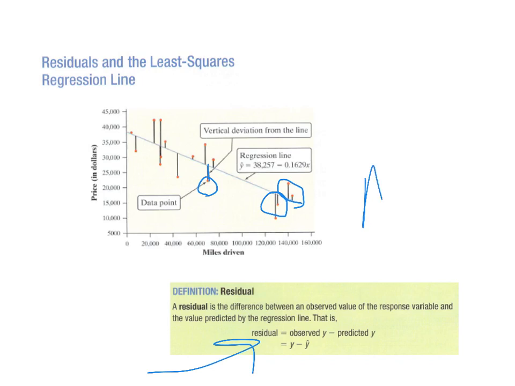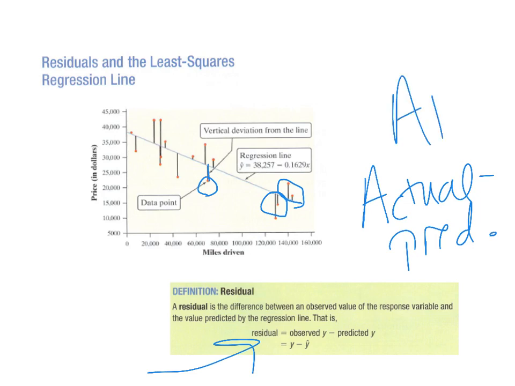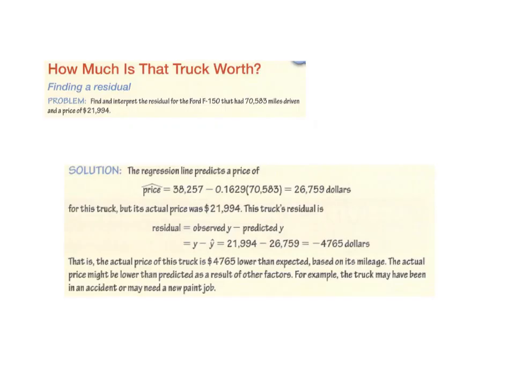Okay, so actual minus predicted, so that can help you with the order, right? The order is AP. Okay, actual minus predicted. So let's look at a quick example of this.